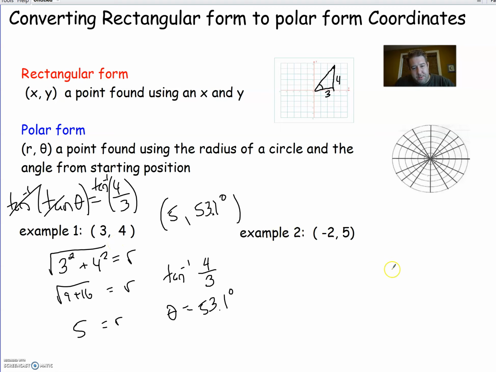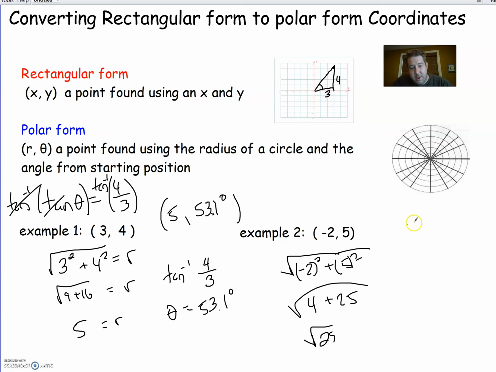All right, so example number 2. -2, 5. I'm going to do this exactly the same. Square root of -2 squared plus 5 squared. Now, keep in mind, if you're putting this in your graphing calculator, you need to put the -2 in parentheses, because a negative squared will always be a positive. -2 squared is 4, and 5 squared is 25. Add those together, you get the square root of 29. So now I know the answer is the square root of 29, comma, something.